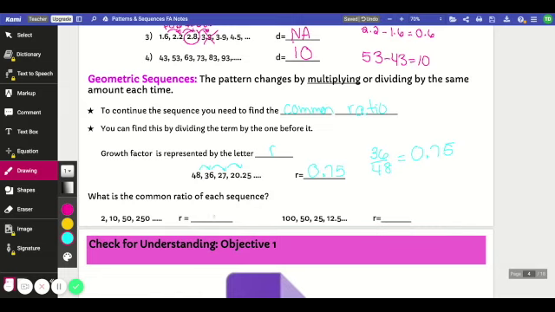Okay, so let's look at a few examples. I'm going to do 10 divided by 2. I get 5. I'm just going to check the next one. 50 divided by 10 gives me 5. So if I were to multiply each term by 5, I would get the next term. So my common ratio is 5. The next one, 50 divided by 100 is 1/2. So if I multiply each term by 1/2, I would get my next term. And it does check out.